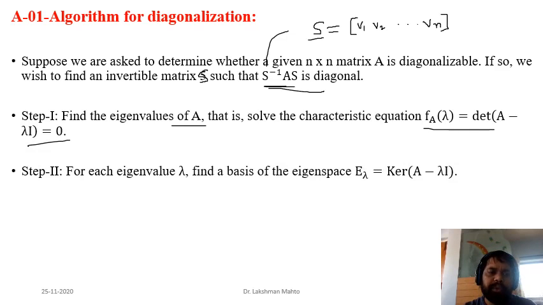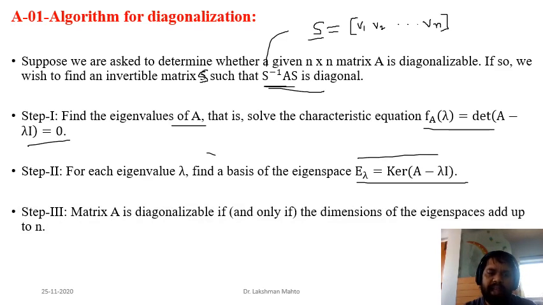Step two: once we have the eigenvalues, for each eigenvalue we define the eigenspace and find it. It always happens to be the linear span of some basis elements. That means this eigenspace is the kernel of A minus lambda I. Once you have the eigenspaces, the given matrix is diagonalizable if the dimensions of the eigenspaces add up to n, the size of the matrix. In other words, the matrix has an eigenbasis.